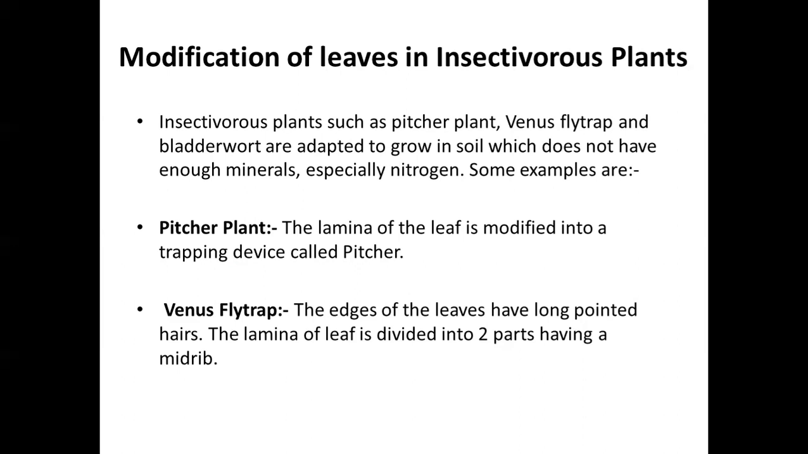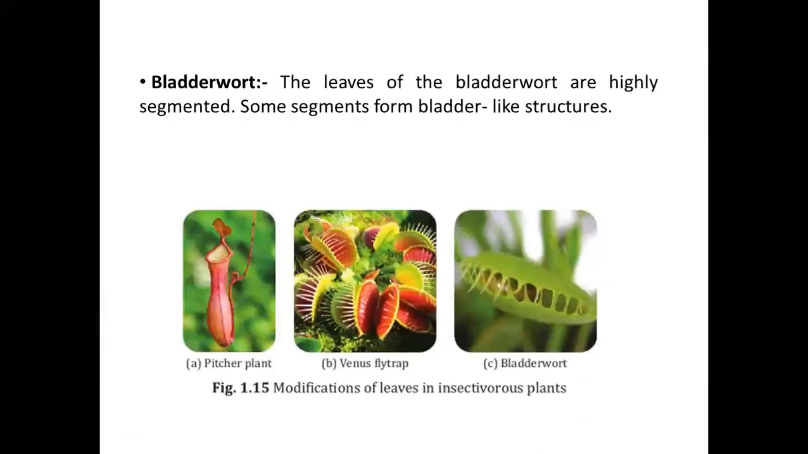So one more example is there, that is bladderwort. Look at the diagram, figure 1.15 is showing different plants and their modifications of leaves in insectivorous plants. First one is pitcher plant and second is Venus flytrap, and last one is bladderwort. In bladderwort, the leaves are highly segmented and some segments form a bladder or a bladder-like structure. So that is helping the insect get trapped.